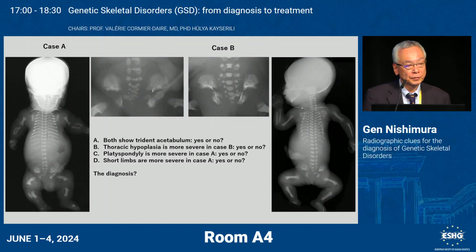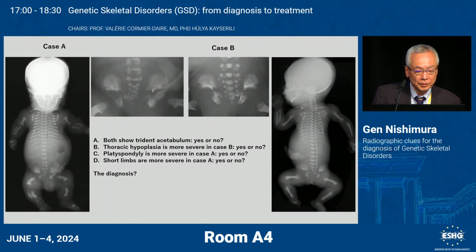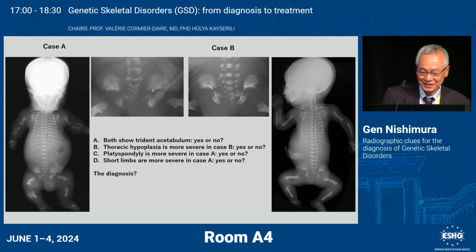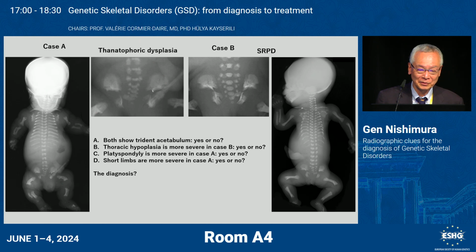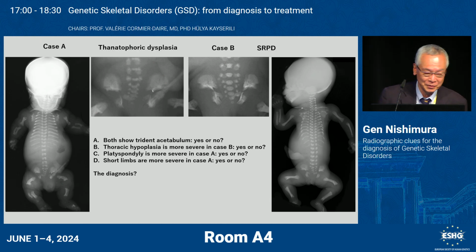This is a question for you, case A and case B. First question is, do both show trident acetabulum, yes or no? Yes, thank you. Thoracic hypoplasia is more severe in case B. Of course, yes. But spondyly is more severe in case A. Yes. All answers are yes. Short limbs are more severe in case A. Yes. So diagnosis A is, thank you, thanatophoric. B is short-rib polydactyly dysplasia.